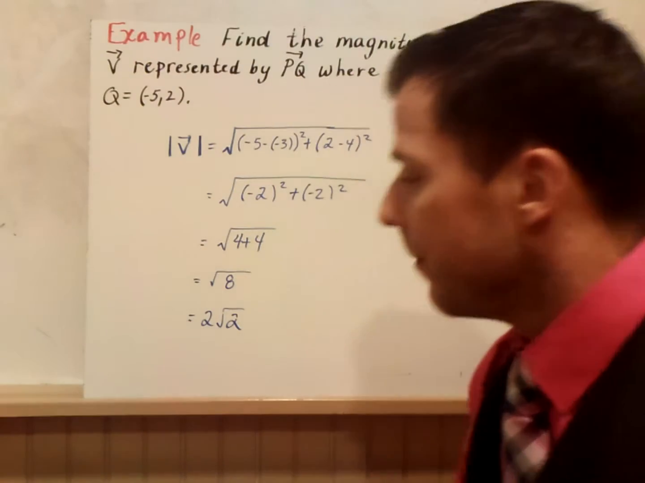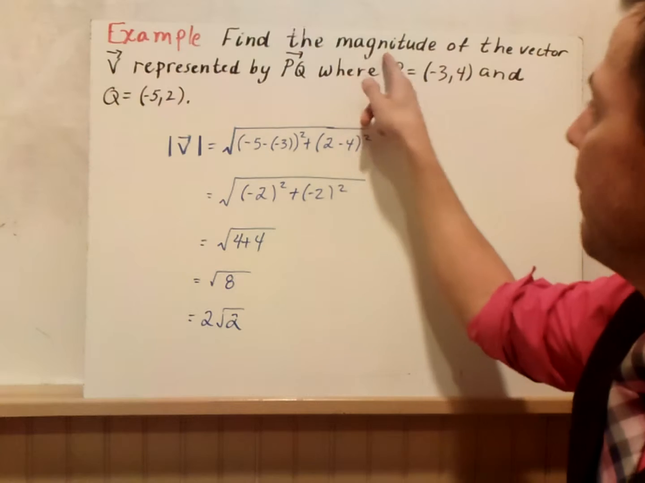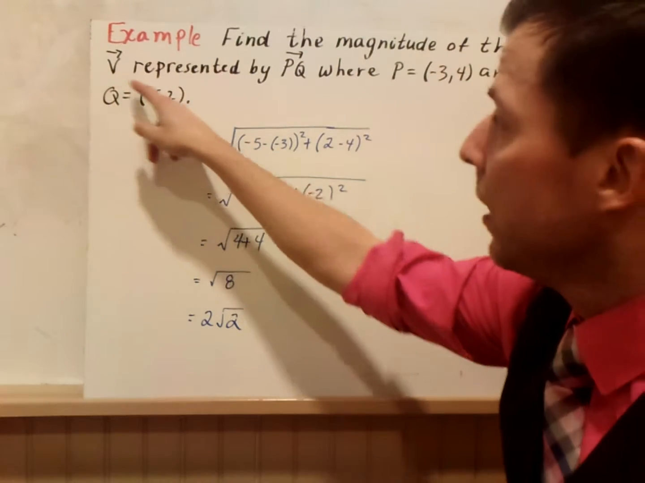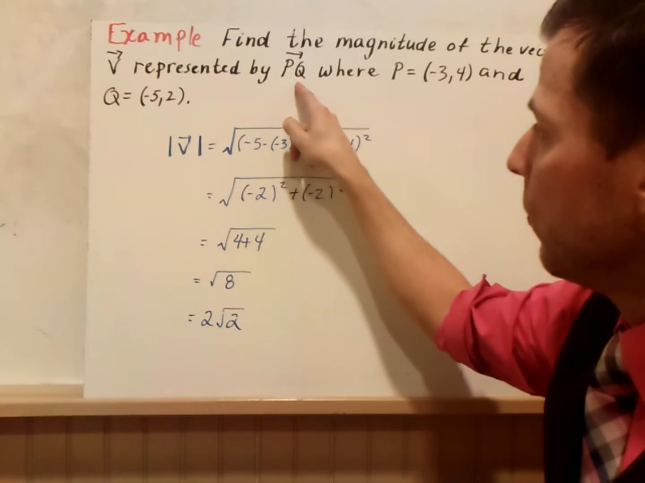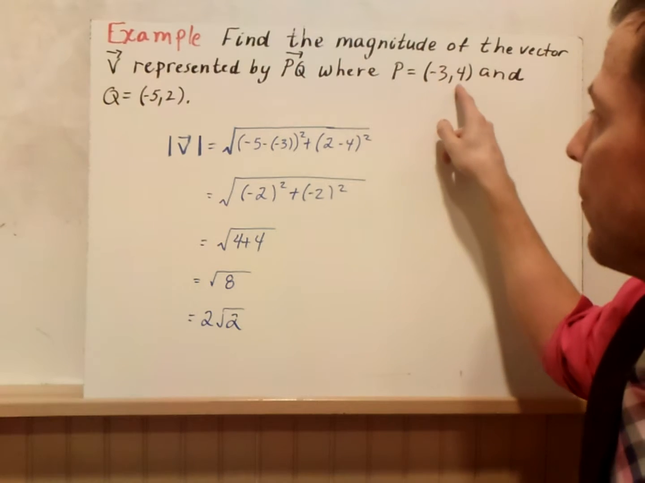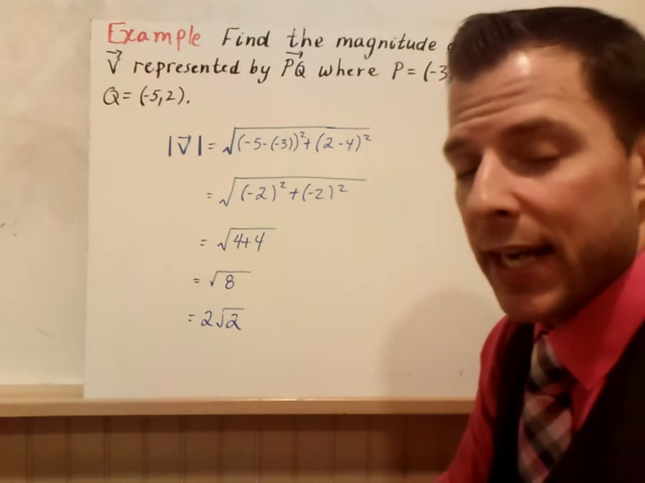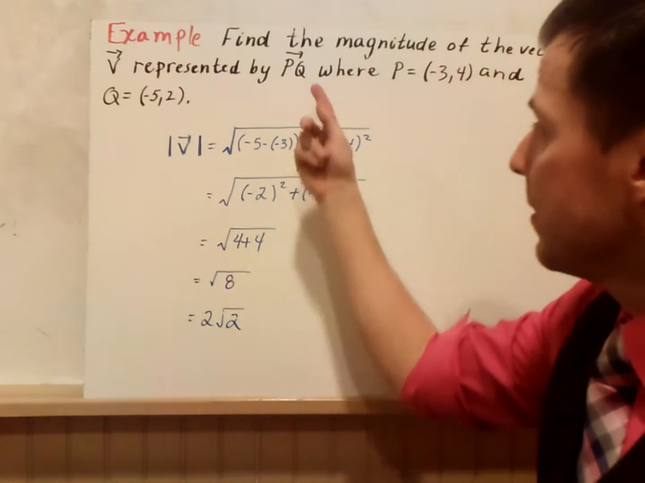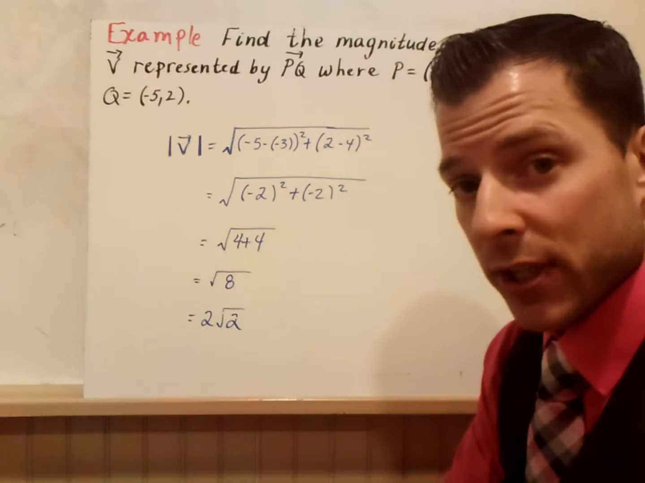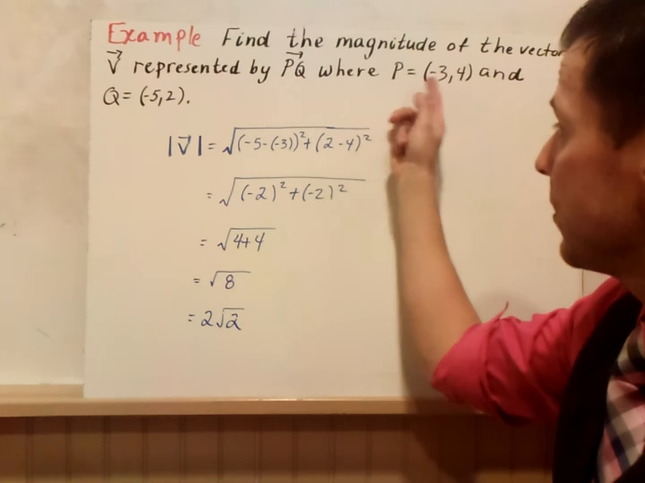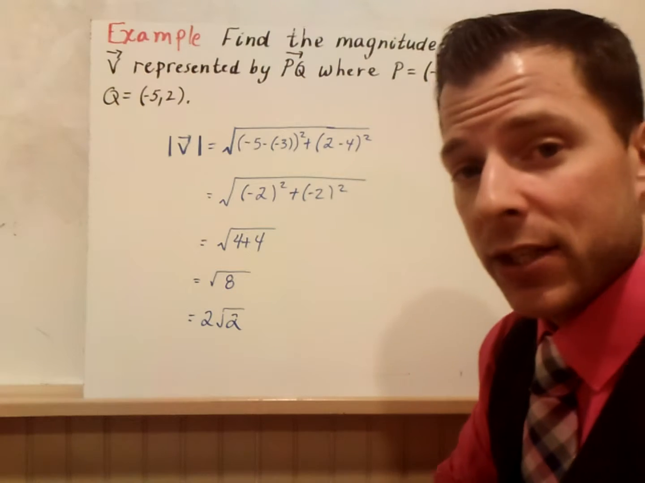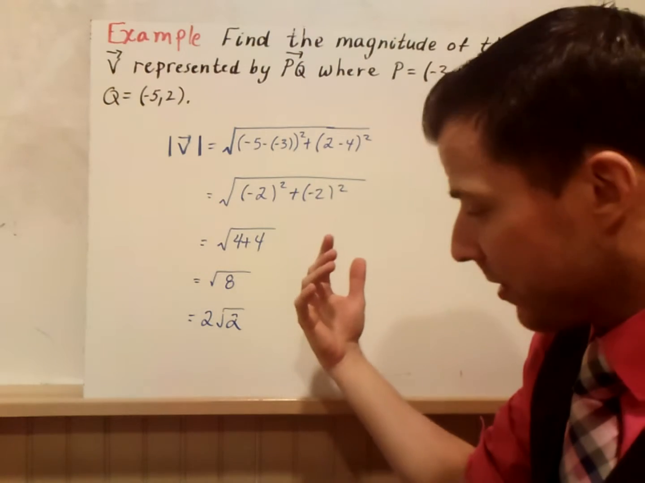Alright, so in this first example, find the magnitude of the vector v represented by ray PQ, where P is negative 3, 4 and Q is negative 5, 2. So what this tells me is that the vector is not going through the origin. P starts at negative 3, 4. This is not in component form, so I need the distance formula.